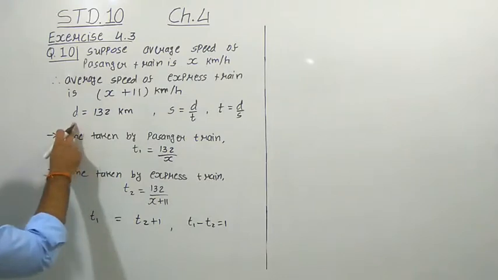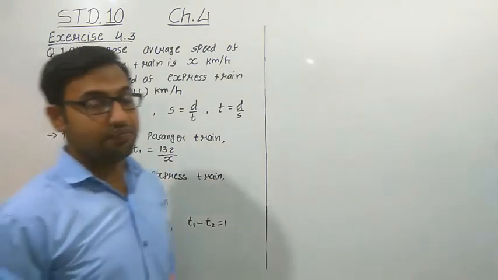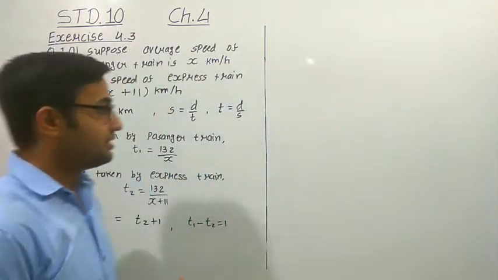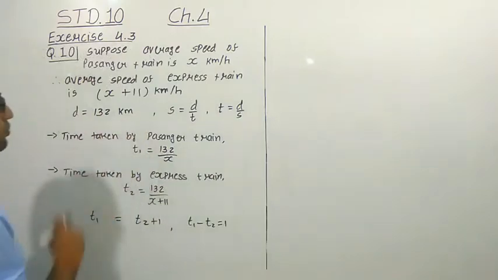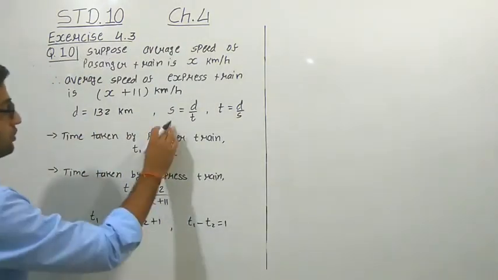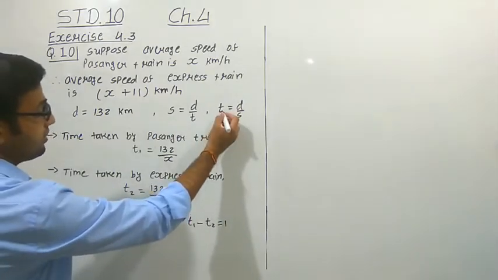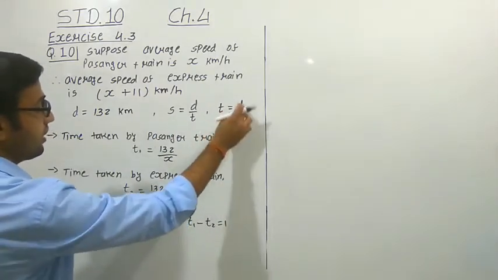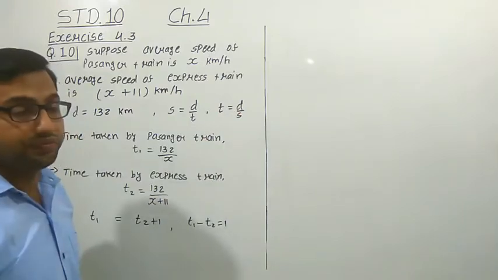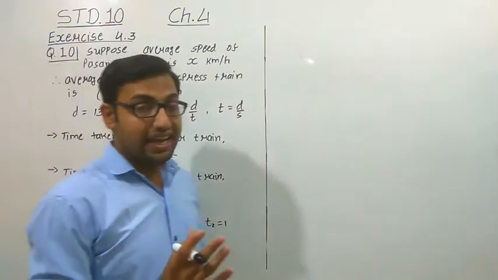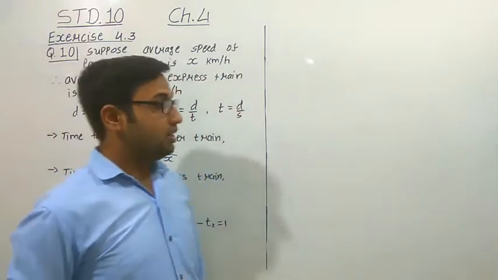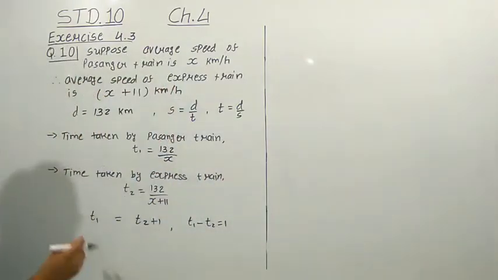Now the distance is the same in both. The distance covered by both trains is equal, that is equal to 132 km. And we know that speed is equal to distance over time. So if we make time the subject, we get distance over speed. Now let us find out the particular time duration taken by each train.